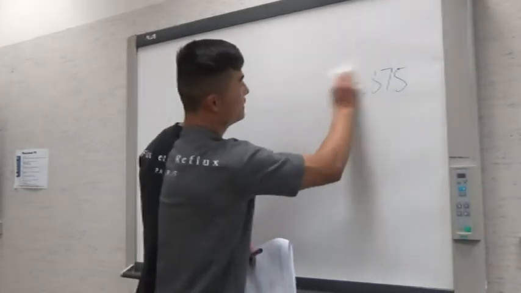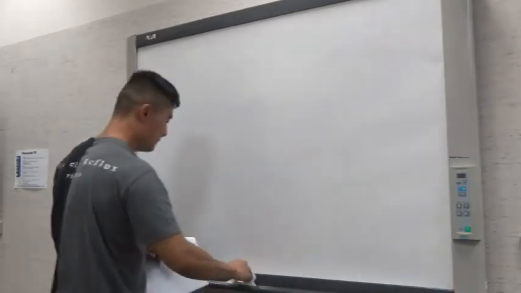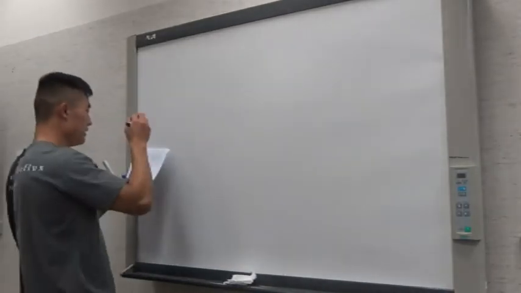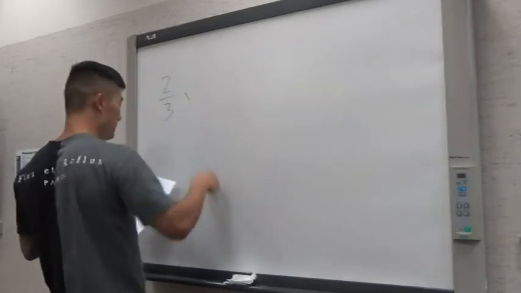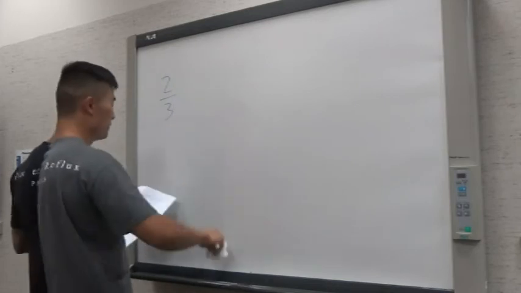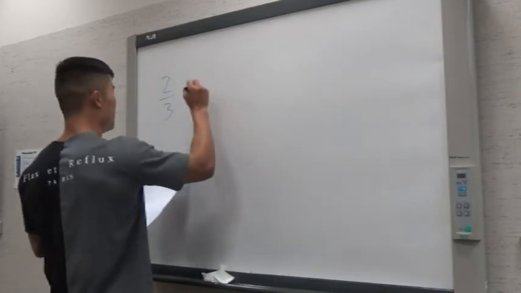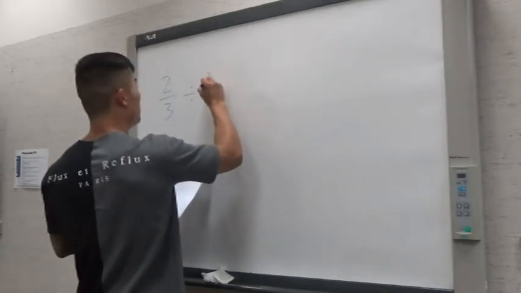Cool. So then we're going to move on to dividing fractions. There's one more step involved in dividing fractions. So let's say number 3, we have 2 over 3 divided by 4 over 7.